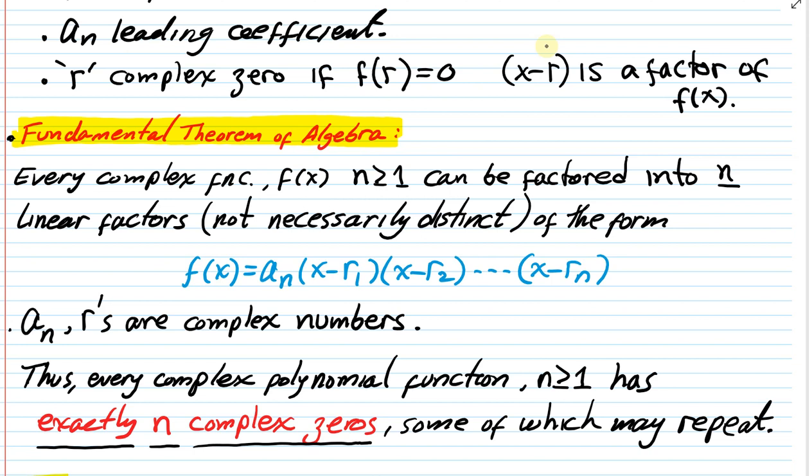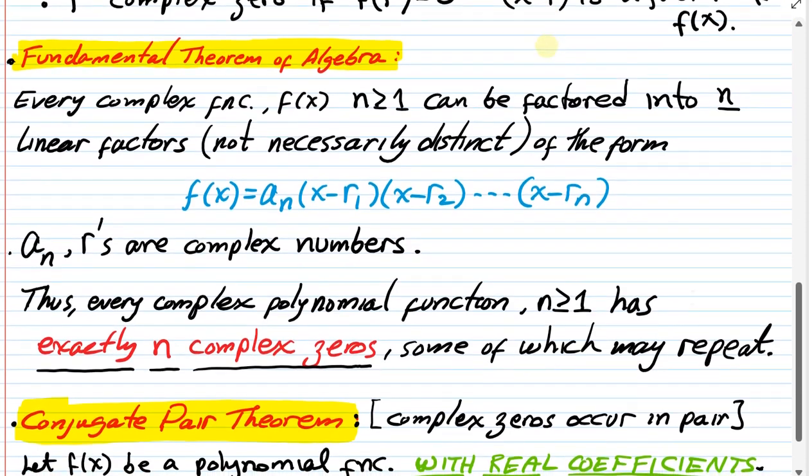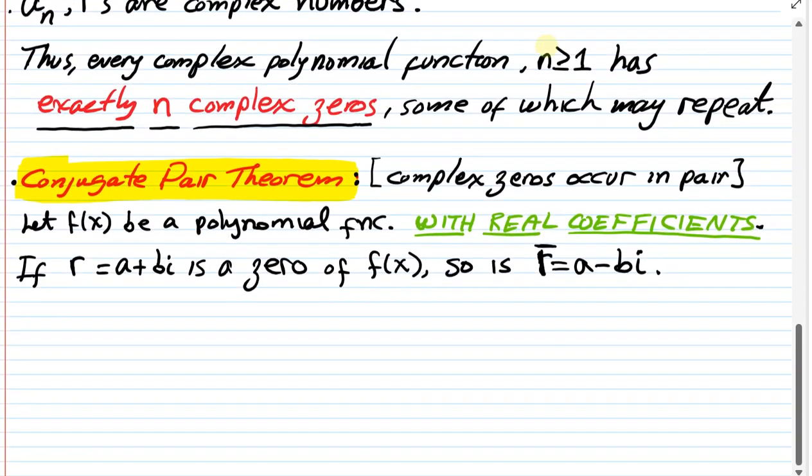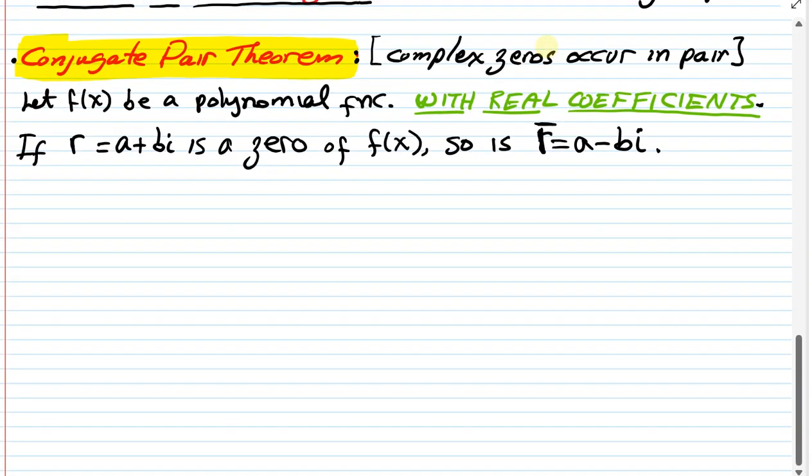The next theorem that I actually like, I'm going to try to prove this one for you. This one is the conjugate pair theorem. The conjugate pair theorem, very important theorem for us, and we'll see examples of these in just a moment. This one tells us that complex zeros occur in pairs. They have to appear in pairs.